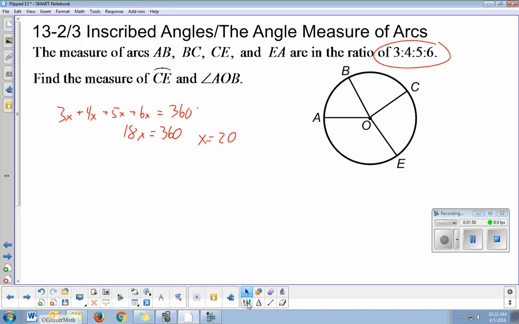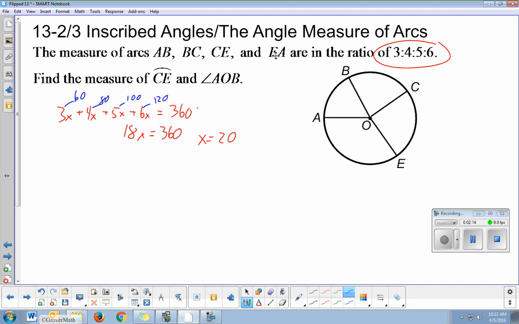Now that x equals 20 is great, but I then need to go back and figure out what each of these things are. What is 3x? What is 4x, 5x, 6x? So for 3x with x being 20, that's 3 times 20 is 60. 4 times 20 is 80. 5 times 20 is 100. And 6 times 20 is 120.